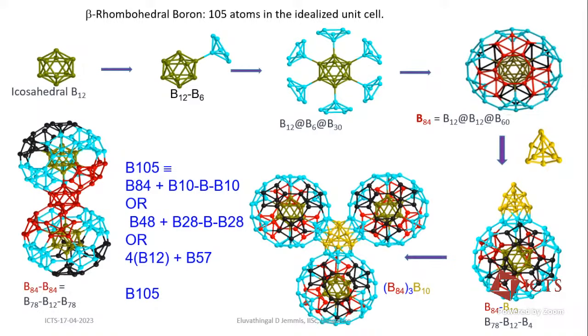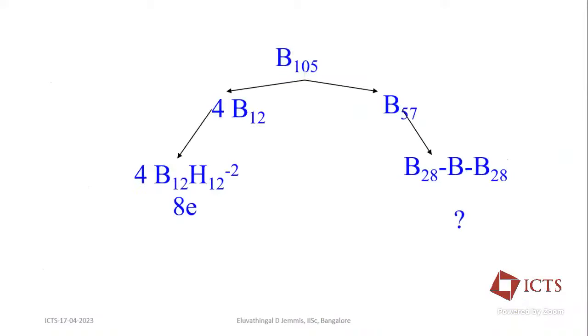B57 is because this is B28, another B28 connected through this. So we have B28, B28, B57. This is our unit cell. Now, this is an idealized unit cell. The experiment doesn't give it in full. If it is B12, we know already that there are 4 B12, so we should have 8 charge. Right? B12H12, 2 minus, 8 charge. This one, B28, we don't know what to anticipate, what is its electron requirement, right?